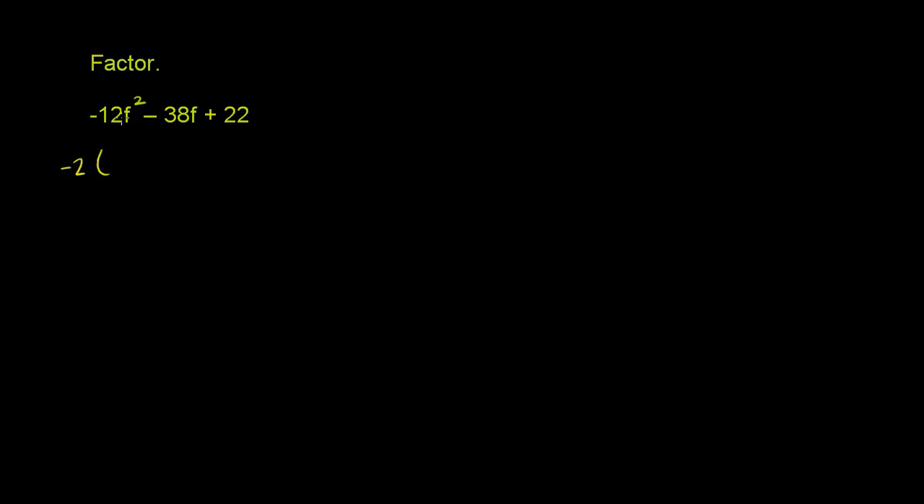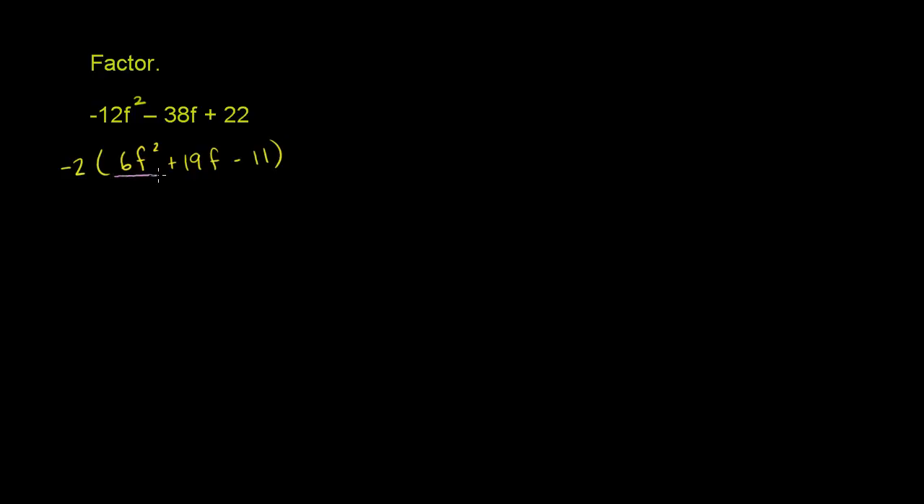times, what's negative 12f squared divided by negative 2? It's positive 6f squared. Negative 38 divided by negative 2 is positive 19, so it'll be positive 19f. And then 22 divided by negative 2 is negative 11. So we've simplified it a bit. We have the 6f squared plus 19f minus 11.